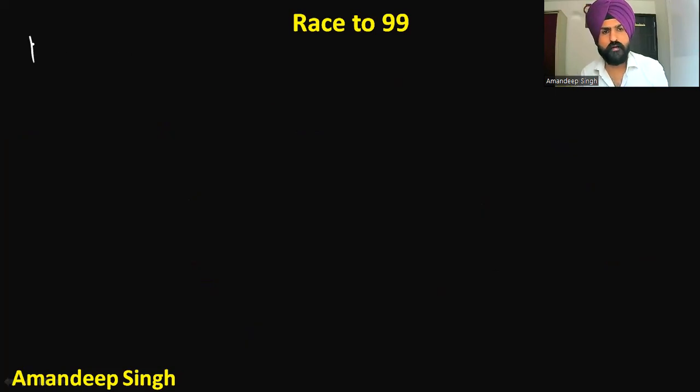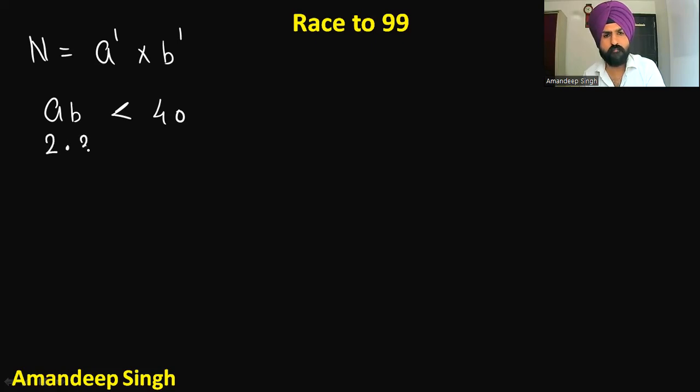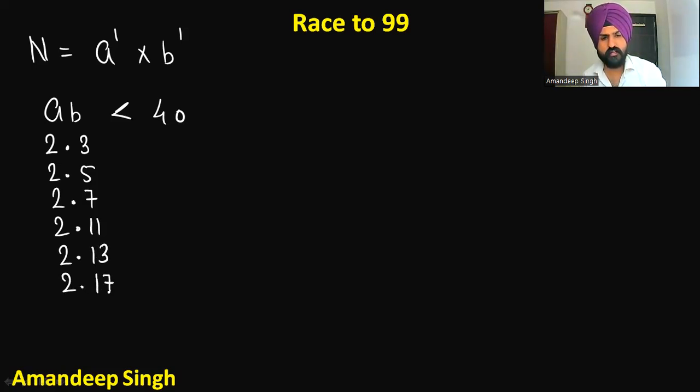So the number is of the form a into b, where a and b are prime numbers. So a into b should be less than 40 and a and b are prime. What possibilities can I take? Let's go one by one. If I take a equal to 2, I can have b equal to 3, 5, 7, 11, 13, 17, and 19. I'm just taking prime numbers.